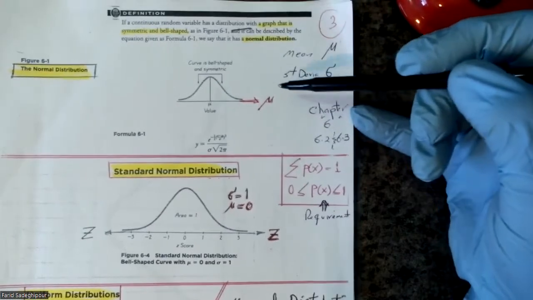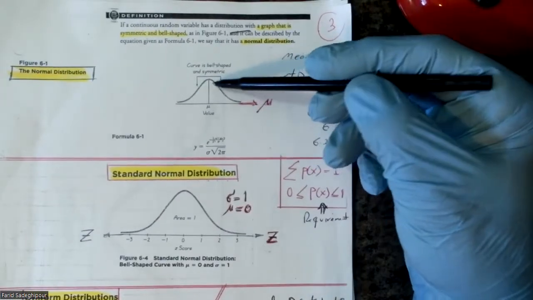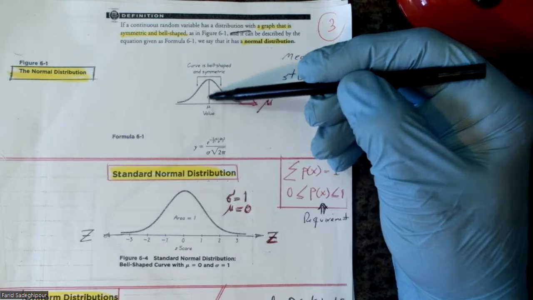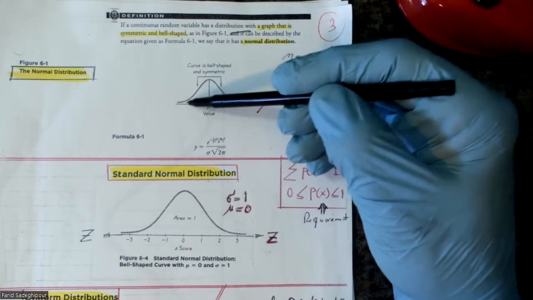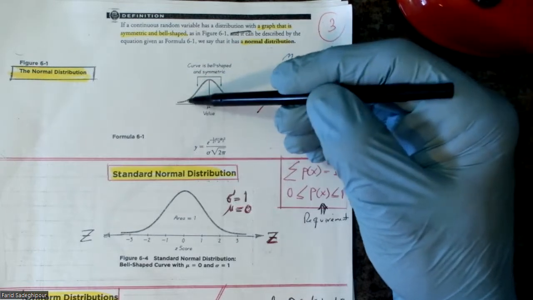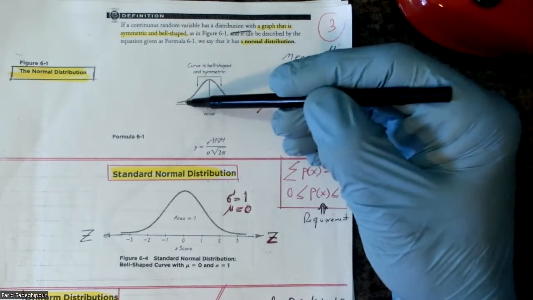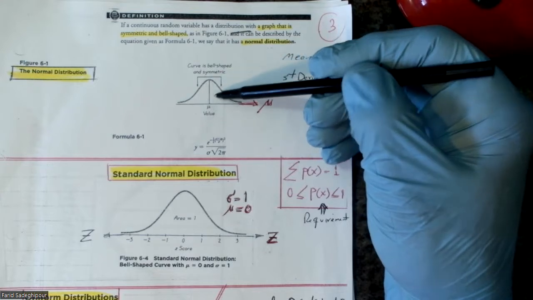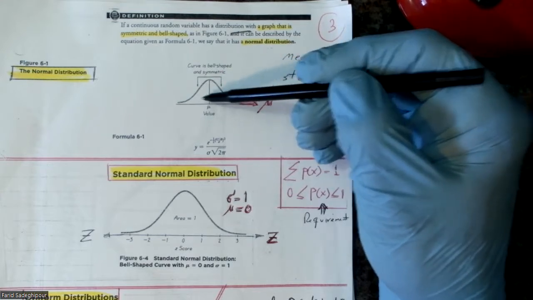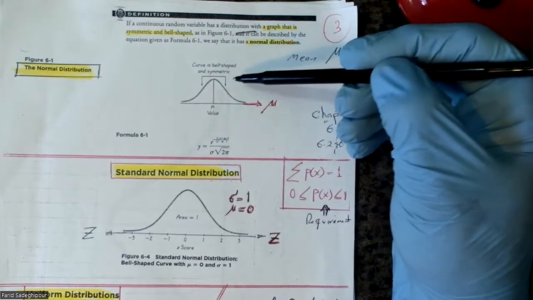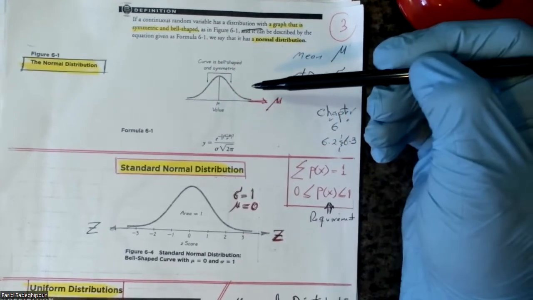This is the normal distribution. You see it's a bell-shaped curve, and if you draw a vertical line through the mean, it is symmetric. The area under the curve is always 1. So if you split it into 2 equal pieces, each piece is 0.5. The curve is bell-shaped and symmetric.